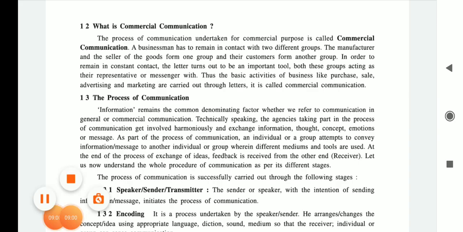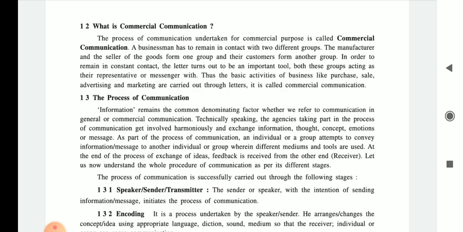Now, what is commercial communication? See, friend, what is commercial communication? How can it be conducted? The process of communication undertaken for a commercial purpose is called commercial communication. See, friend, the process of communication is conducted for the commercial purpose. That means any kind of business activity is known as commercial communication.